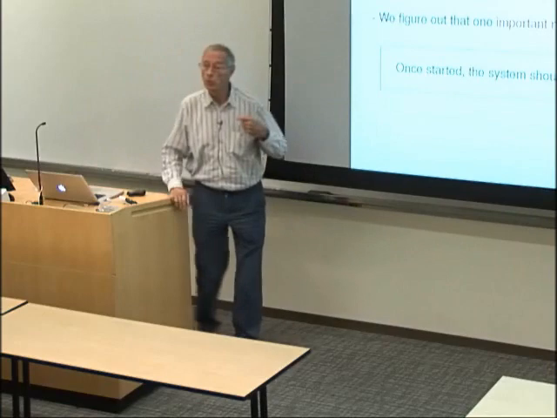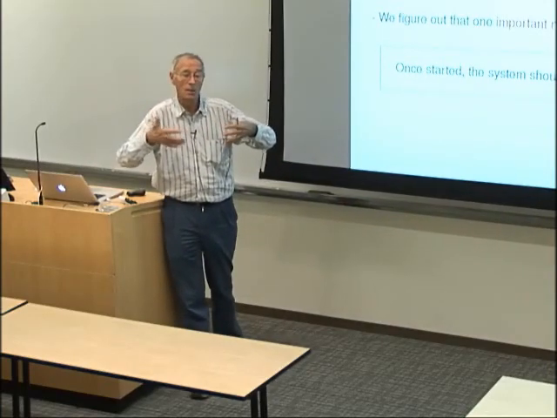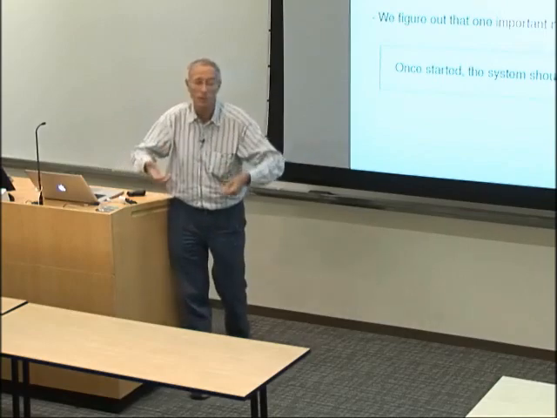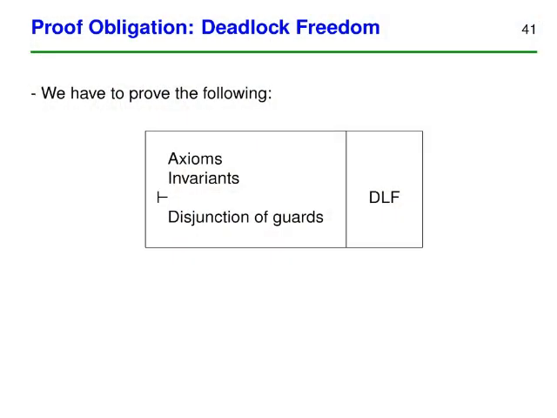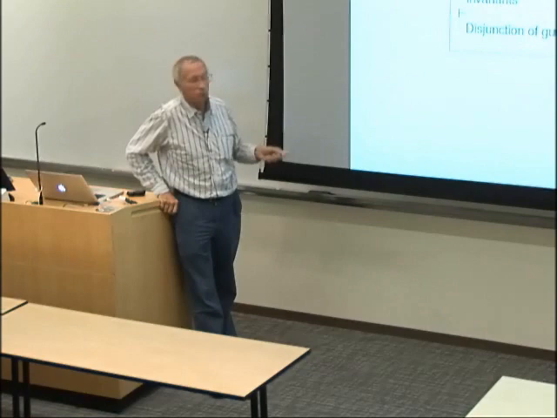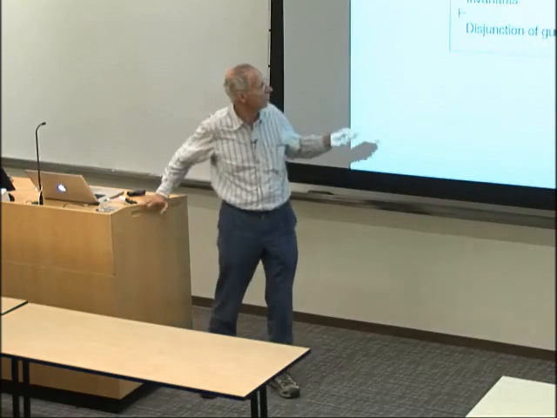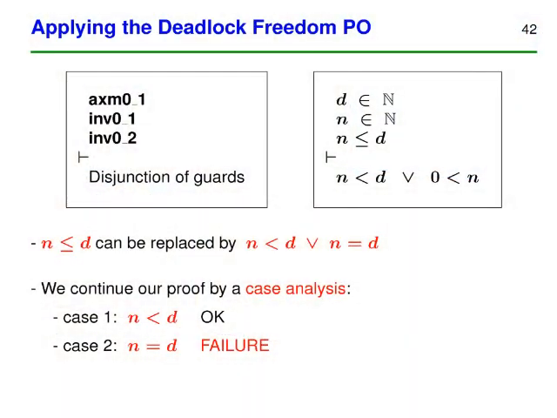If we had no guard, there is no problem. But now we have guards. So it might be the case that in some situation these guards are too strong, and the system becomes deadlocked. So we have to prove the deadlock freeness. Under the axiom and the invariant, the disjunction of the guards is true. And therefore, if it's always true, the system is deadlock free. And it's very easy to do this.